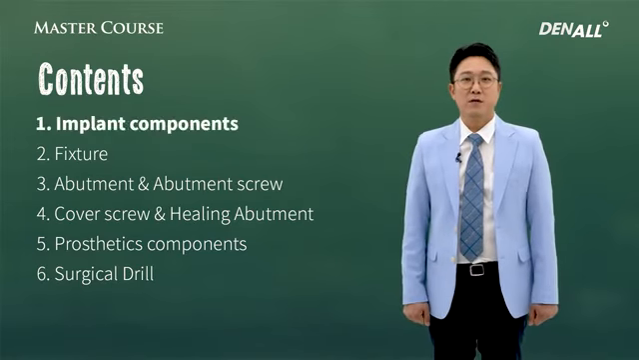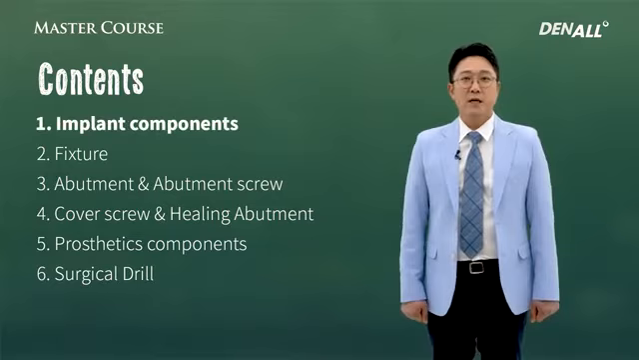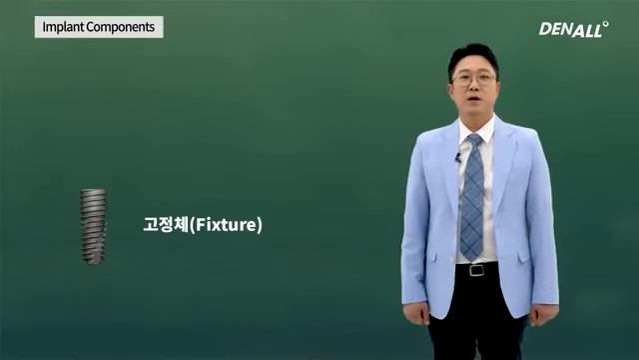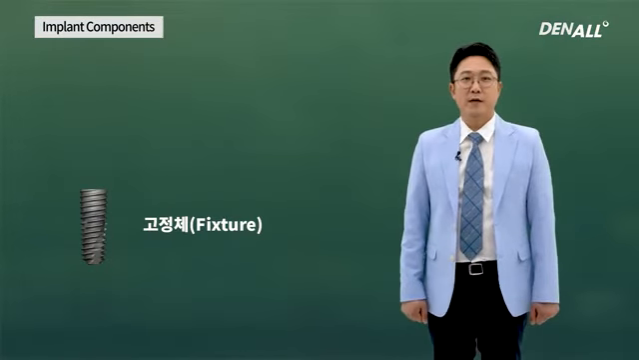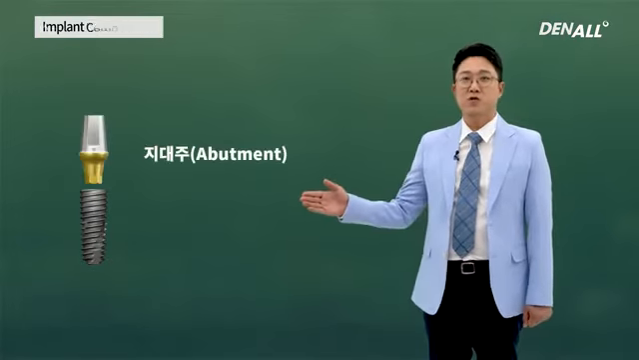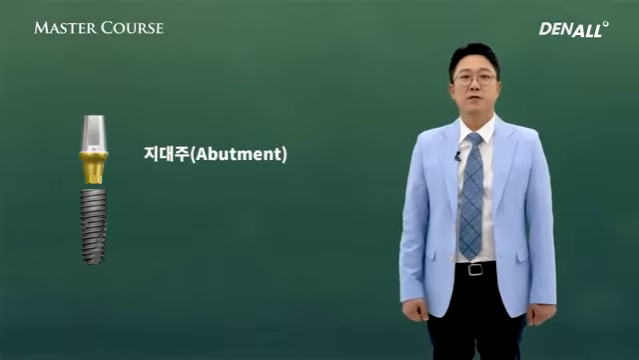First is implant components. There's the fixture, which is the same as a tooth's root. The fixture is placed in the bone, and once it is osseointegrated, the part that comes out of the gingiva and which is connected to the crown is the abutment.